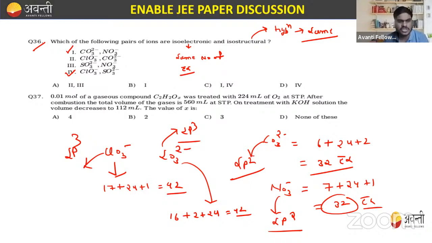In this question, 0.01 mole of the gaseous compound C2H2Ox was treated with 224 ml of O2 at STP. After combustion, the total volume of the gas is 560 ml at STP. On treatment with KOH solution, the volume decreased to 112 ml. You have to calculate the value of x here.